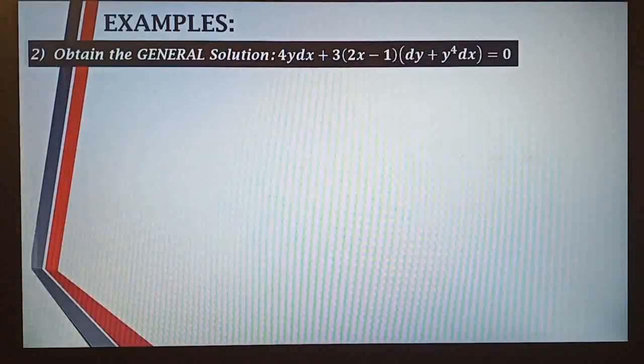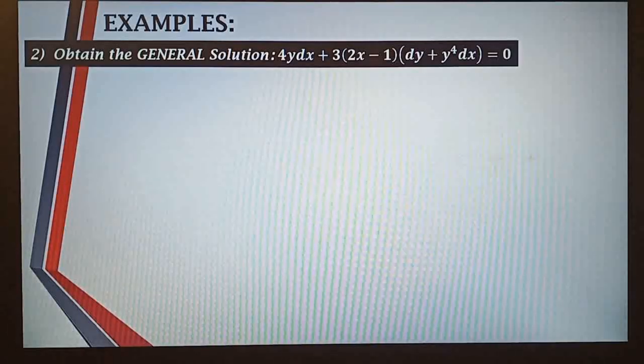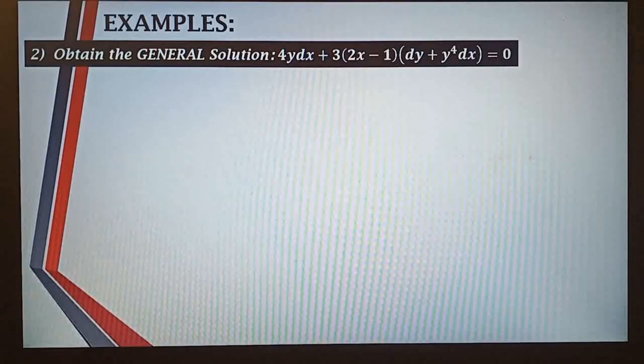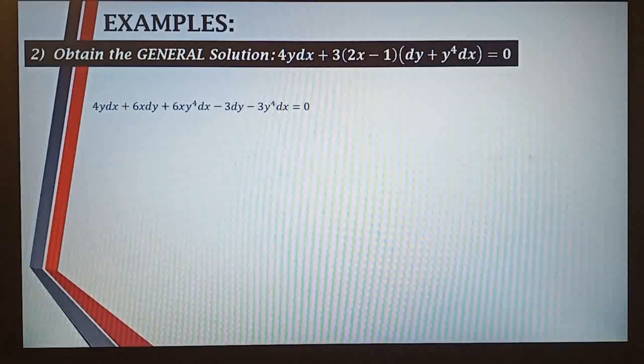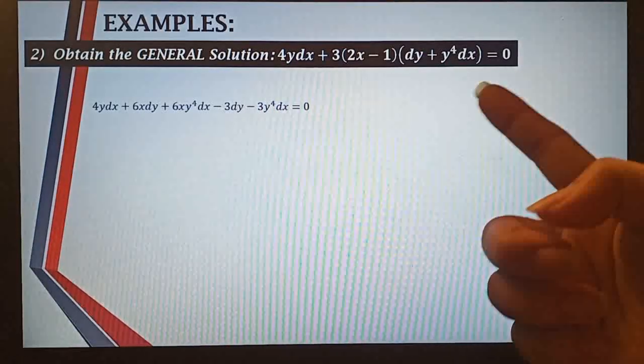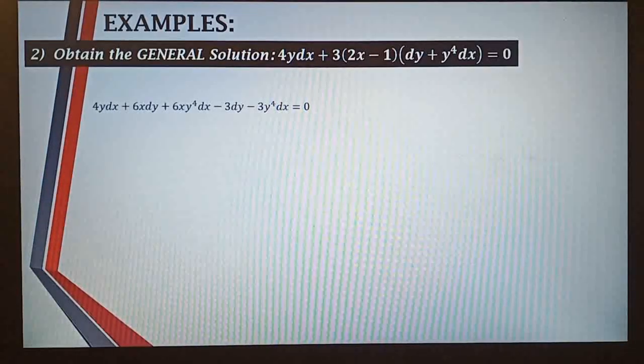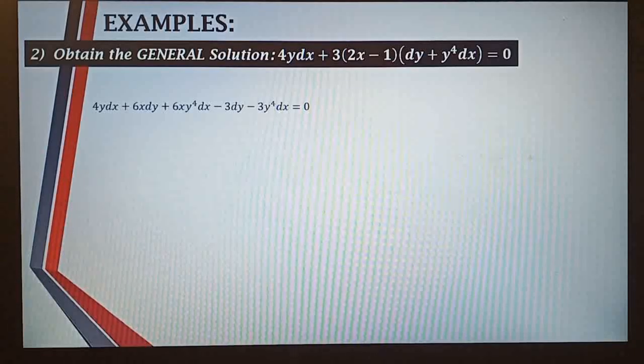Next example, you will have to obtain again the general solution of the given equation, which is 4y dx plus 3 quantity of 2x minus 1 multiplied to dy plus y to the fourth dx equated to 0. So simplifying the equation to the standard form of the Bernoulli's equation, let us expand the equation. You will now have 4y dx plus 6x dy plus 6xy raised to 4 dx minus 3 dy minus 3y to the fourth dx equals 0.